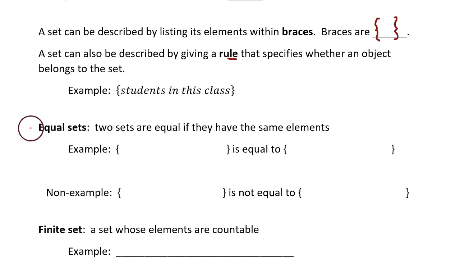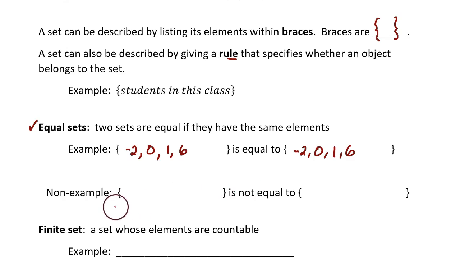Next vocab concept is equal sets. Two sets are equal if they have the same elements. Let's make an example of this. Our first set, let's say, has the numbers -2, 0, 1, and 6. That would be equal to this set, -2, 0, 1, and 6. For two sets to be equal, they have to have exactly the same elements.